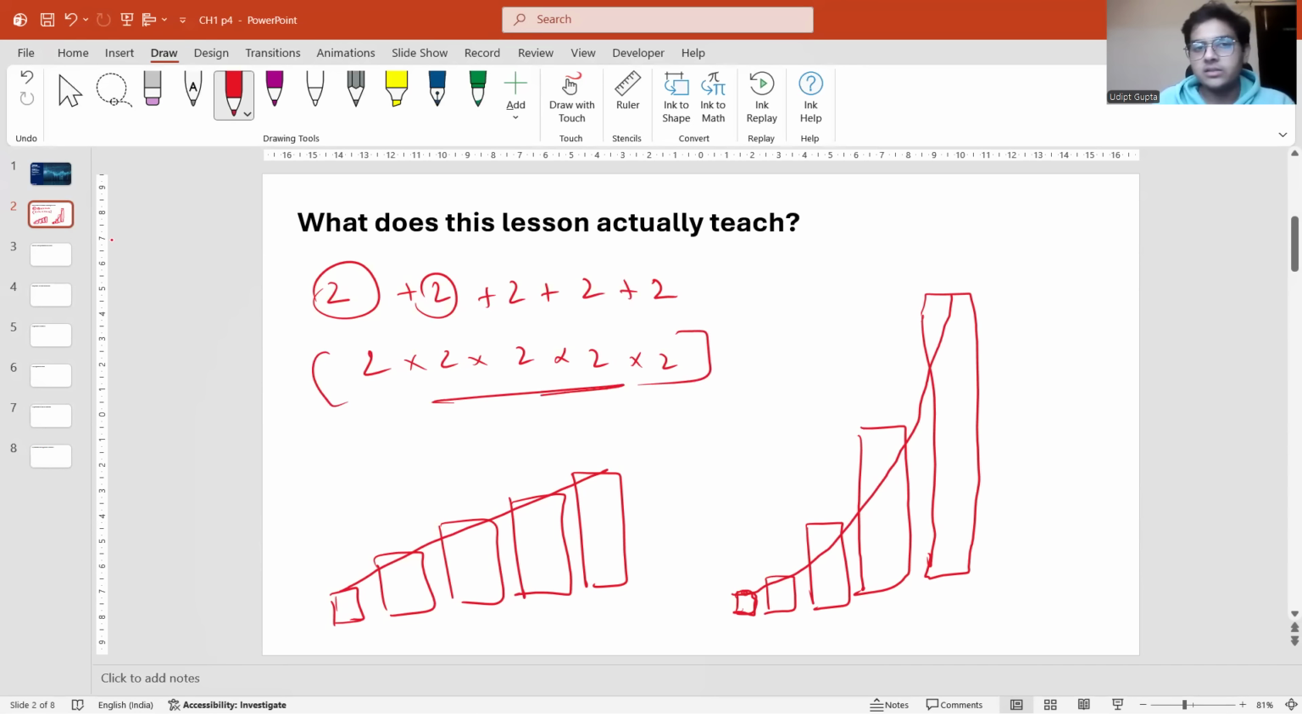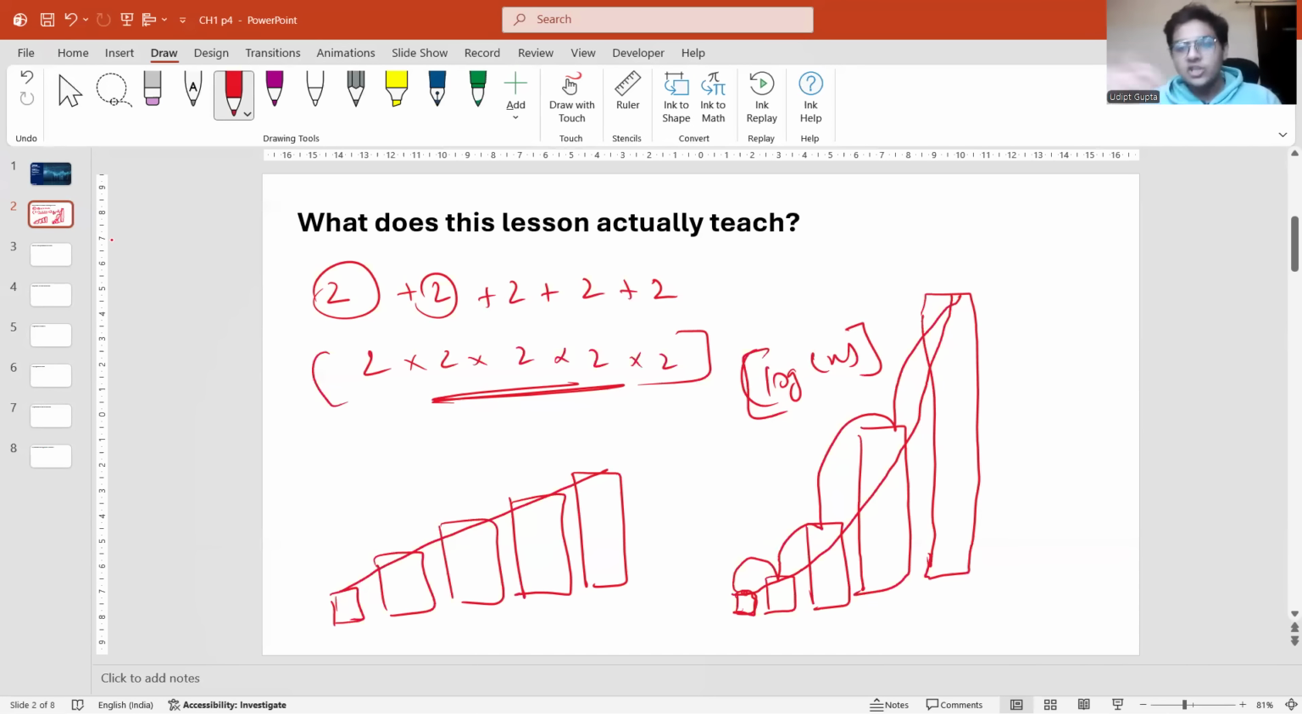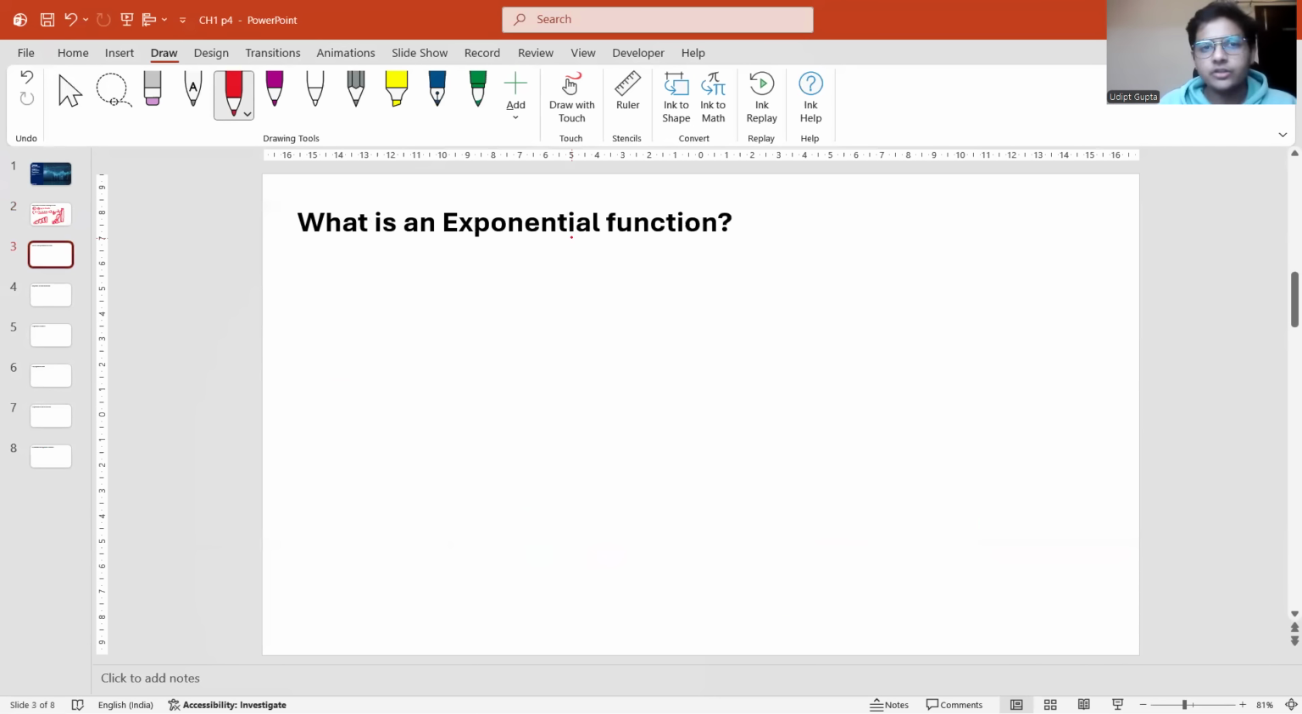This is exponents. Now, I talked about, okay, this is exponential growth. But how many jumps did it take for me to get to this growth? That is told by log. That's the logarithm function. It tells me how many jumps are taken to get to this number that we are up here right now. Okay. Now, let's see about the exponential functions.